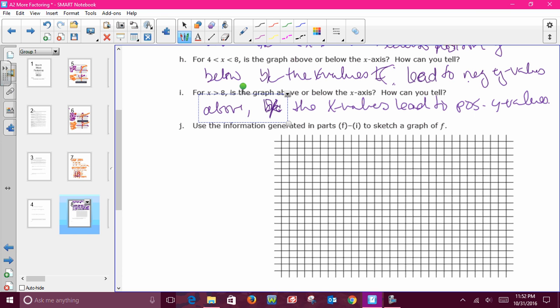So use the information generated in parts F through I to sketch a graph of F. Well, that's Y. This is X. And now we have to use what we have for our zeros. So we need to go back to, we have a zero at 1, we have one at 4, and then we have one at 8.